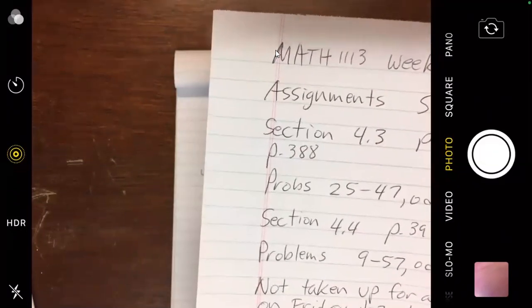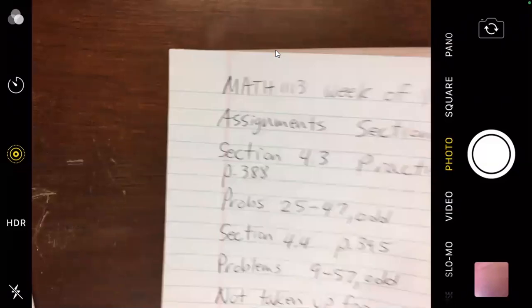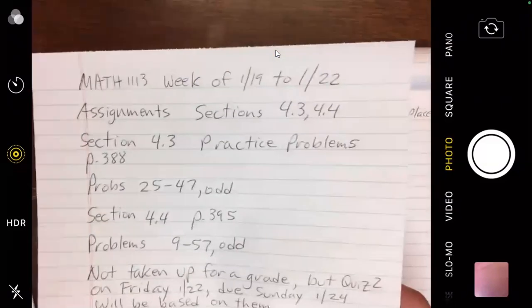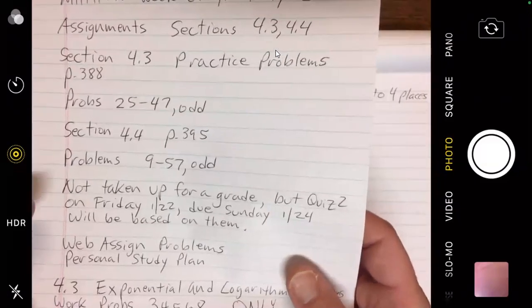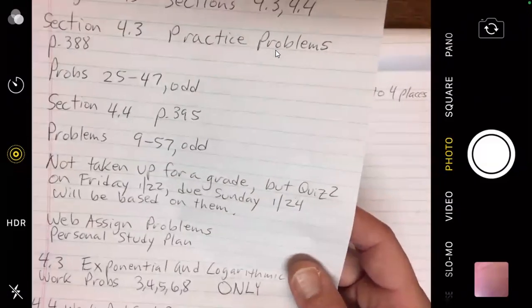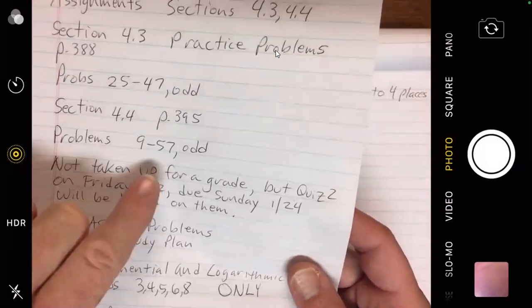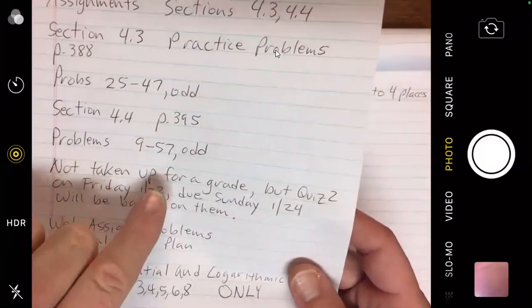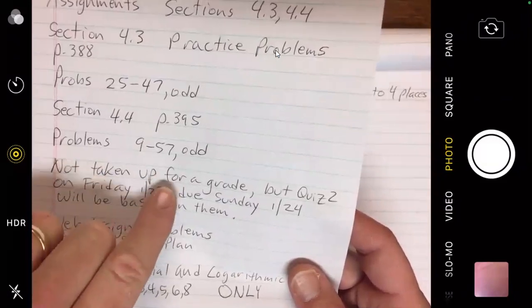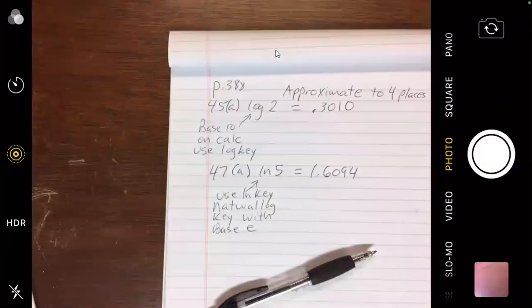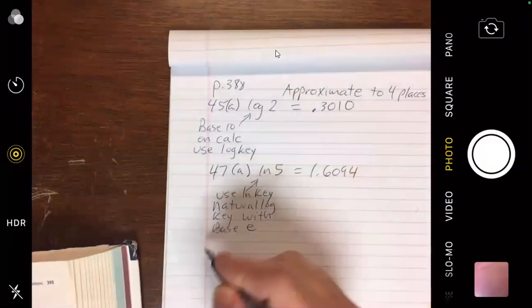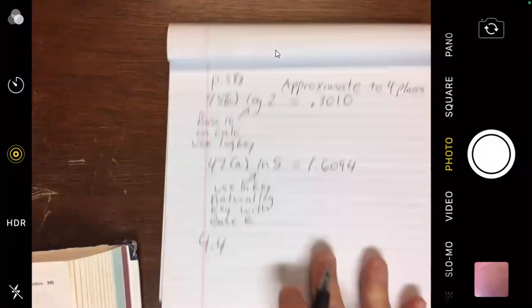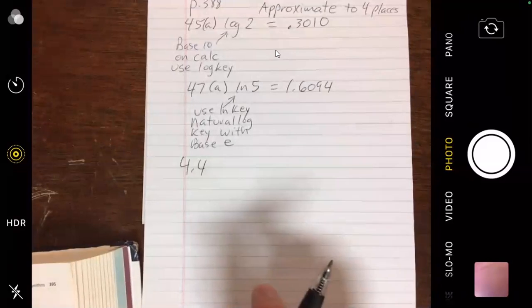Or 4, 9 to 57 odd. So these are off 4.4. Page 395.